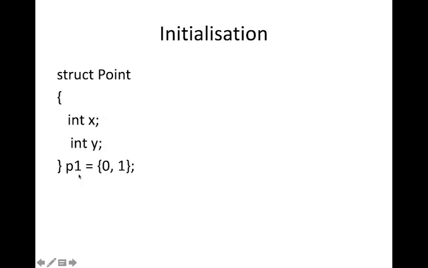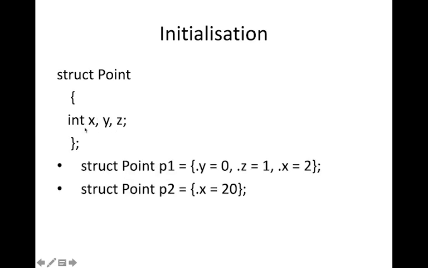Or you can declare like this: p1 equal to 0 comma 1. Or you can use x comma y like this. You need not separate like int x and int y. Automatically the first element 0 will be assigned to the first member and 1 will be assigned to the second member.